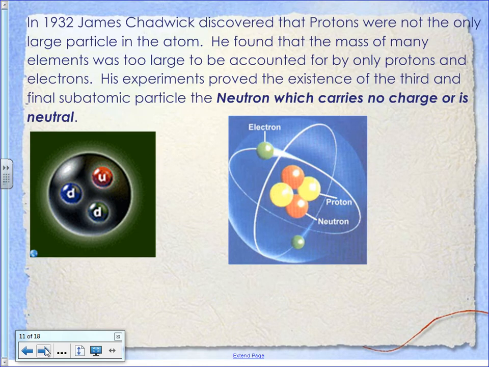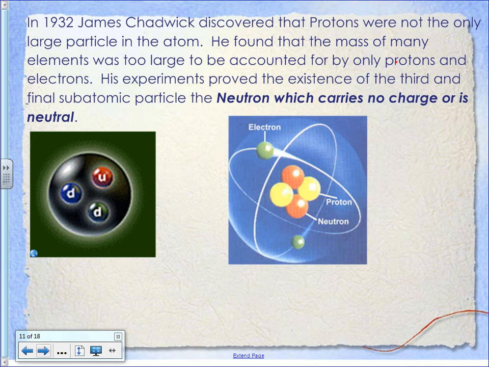All right, so James Chadwick comes along. He discovers protons are not the only large particle in the atom. He's the one who did the math on the mass of things. When people said, well, protons have this mass and the electrons have this mass, he said, well, that doesn't work. Then everything is way too heavy. So then we have to figure out that there's something else in there. We won't go into his experiments because they're deep atomic physics. But suffice it to say, he's the one who came up with the idea of the neutron.